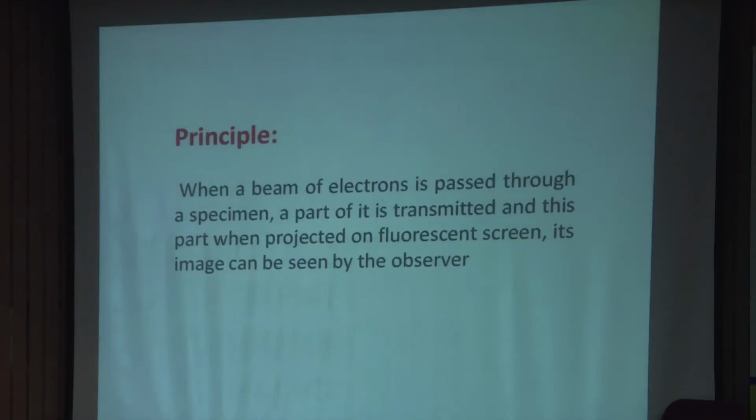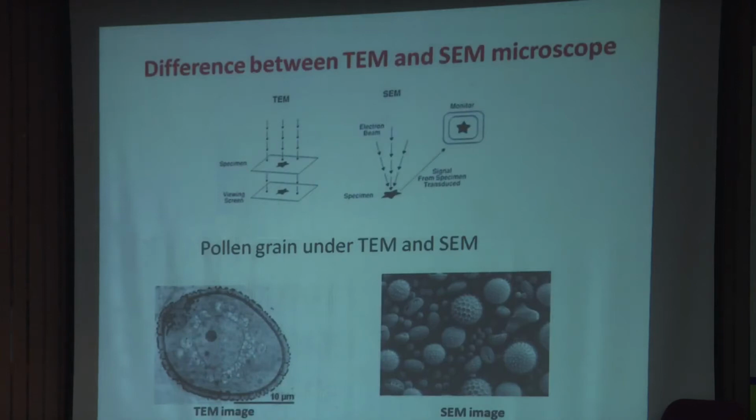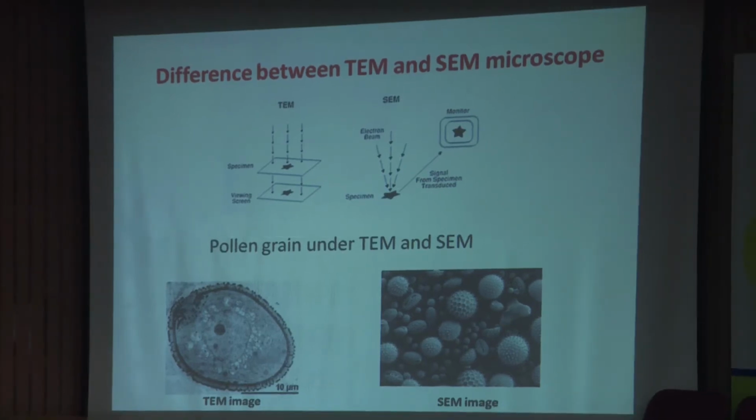The basic principle of the electron microscope is, when a beam of electrons passes through the specimen, part of it is transmitted and projected on the fluorescent screen, so the image can be seen by the observer. You might be knowing that electron microscopes are of two types: one is scanning, the other is transmission. They are commonly known as SEM and TEM.